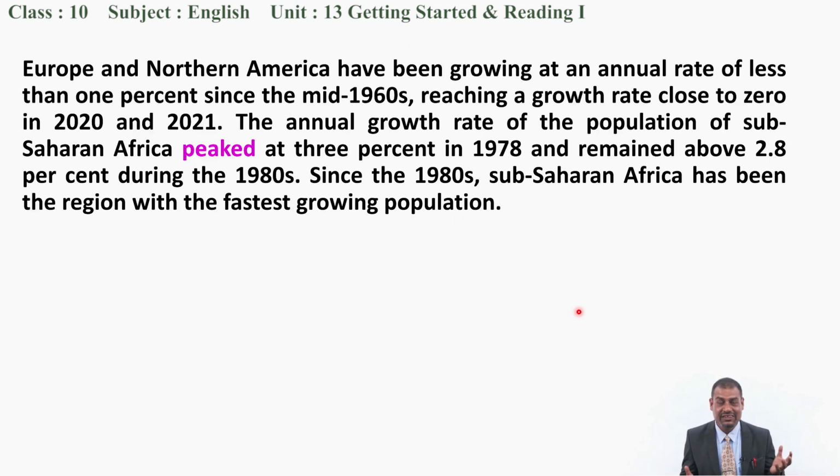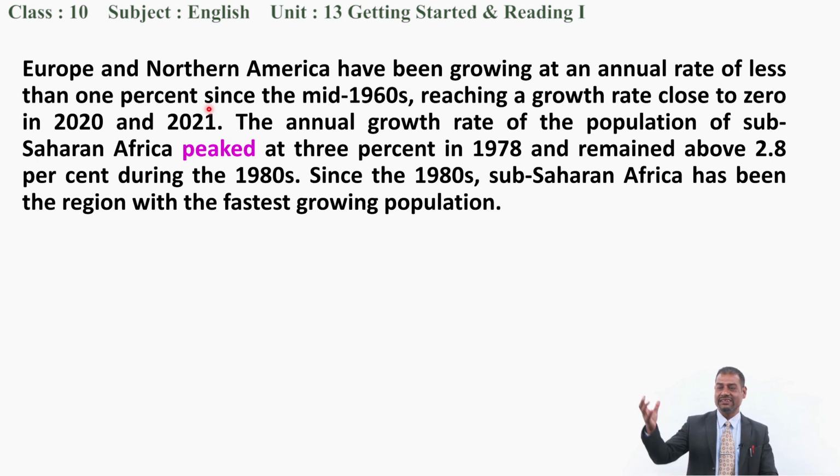Are you enjoying reading the different paragraphs about population trend, sometimes increasing, sometimes decreasing, and looking at the past experience and estimating the future, very interesting. Okay? Now, again read with me together. Europe and Northern America have been growing at an annual rate of less than 1%. See, what is the growth rate of population in Europe and Northern America? Oh my God, see, at an annual rate of less than 1%. See, less than 1% population growth.